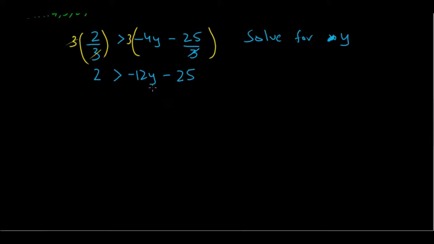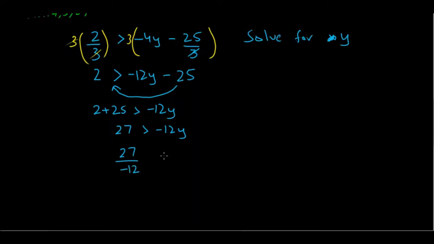Well, let's now try to solve for y. I want to have y on one side. So how would I take this negative 25 to the other side? Again, the 25 is negative here. On the left side will become positive, so I'll have 2 plus 25 is greater than negative 12y. Okay, so 2 plus 25 is 27, and I have negative 12y. Okay, now I want to get rid of this negative 12. So, well, just like we do in equations, we divide by negative 12. I divide both sides by negative 12.